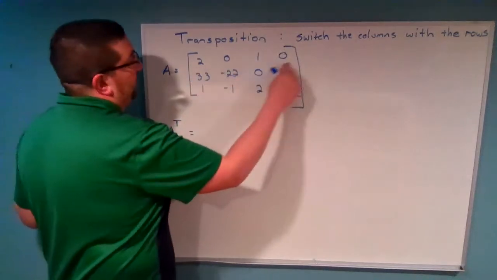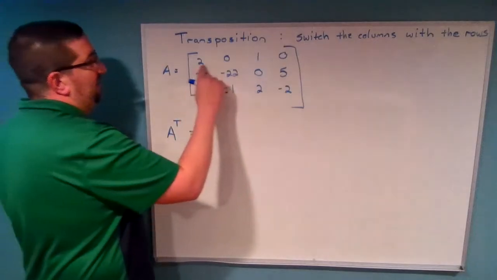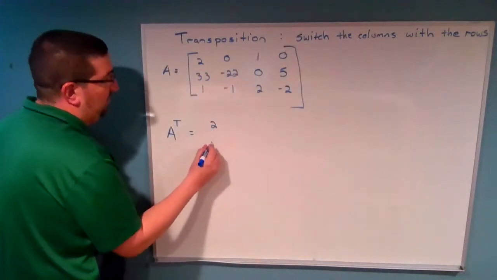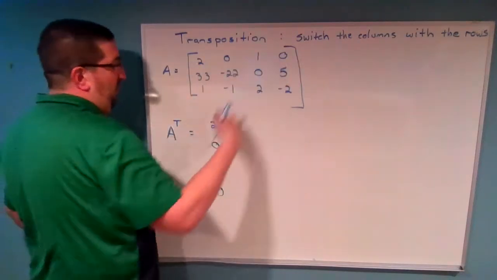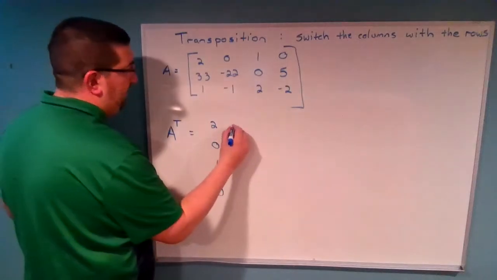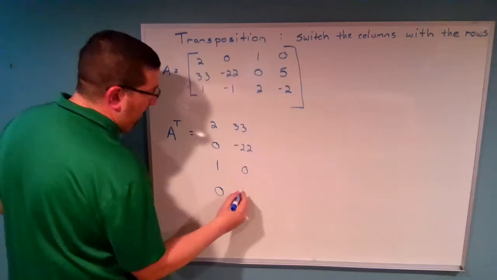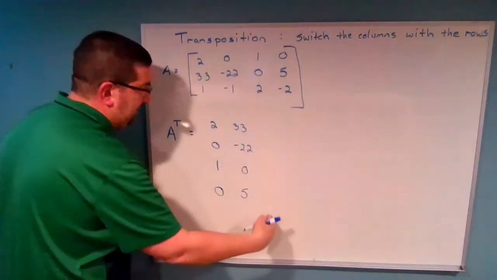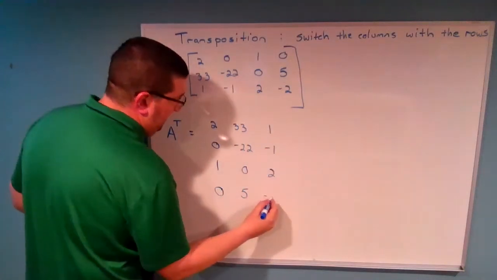So I go along this first row, which is going to become the first column. Instead of going across, I'm going to go down. So this is going to be 2, 0, 1, 0. First row becomes first column. Second row becomes the second column. So 33, negative 22, 0, and 5. And the third row becomes the third column. 1, negative 1, 2, negative 2.